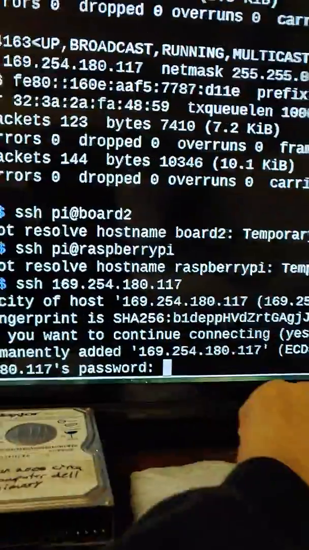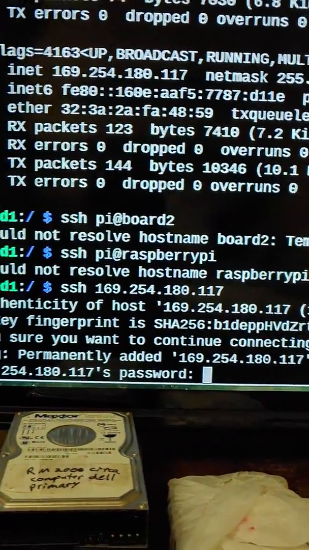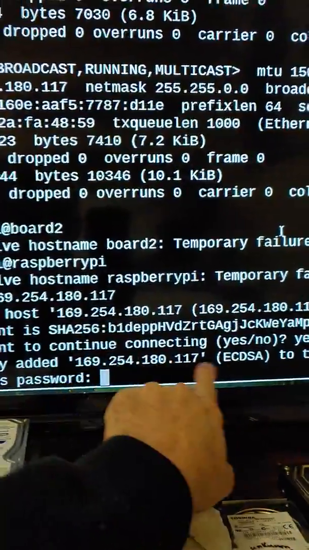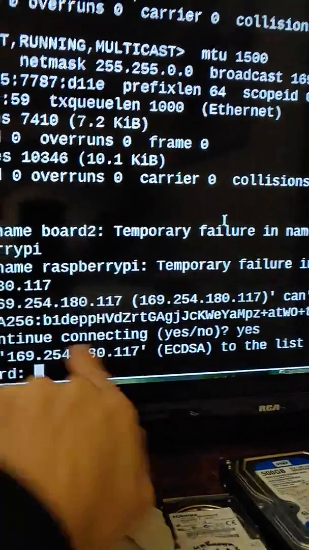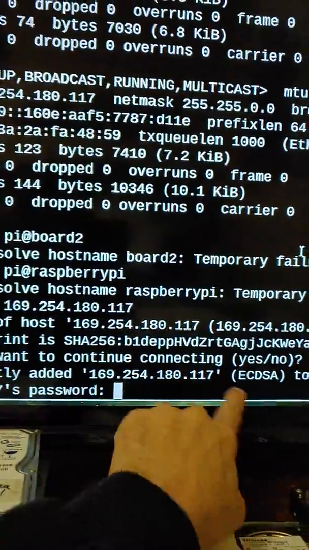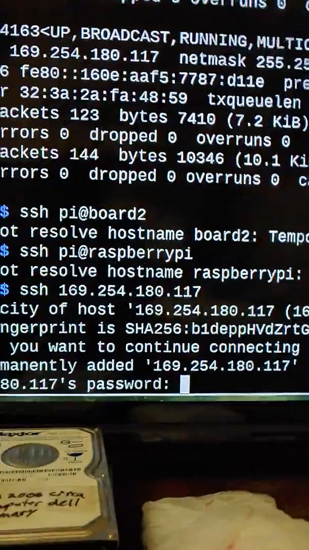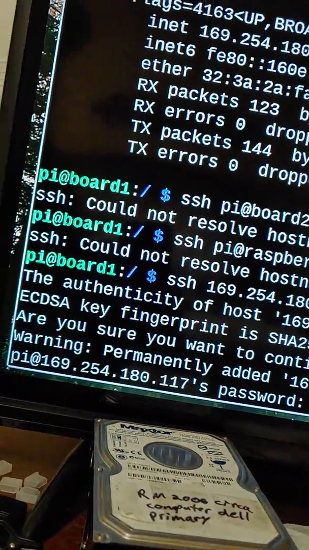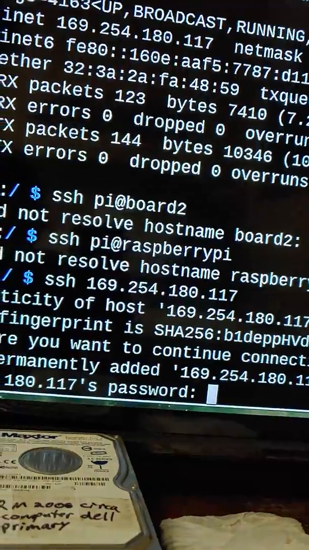Warning, permanently added ECDSA. That's a kind of encryption. I can't remember what it stands for, but it's added this to the list of known hosts. So if somebody called in and spoofed that IP address, my computer would accidentally let it in. All right, the password is, I'm going to say slave, because I hope I'm dialing into the slave board. It would be stupid if the master dialed the master.